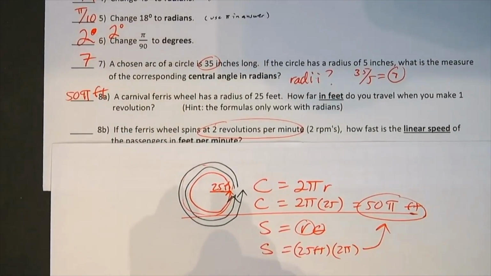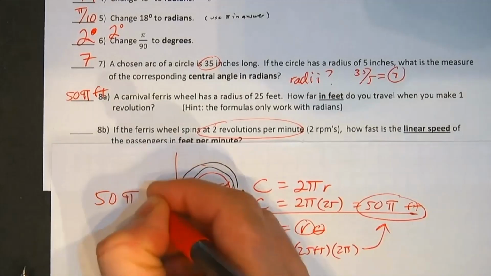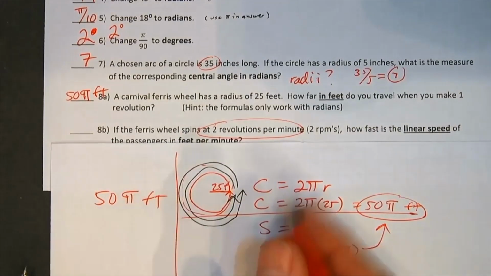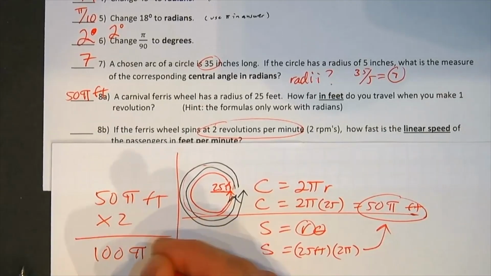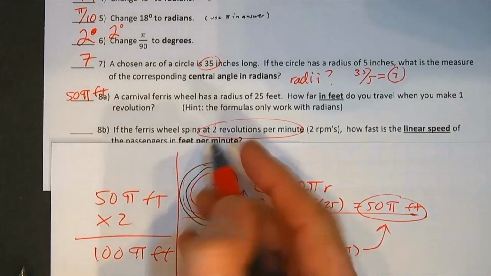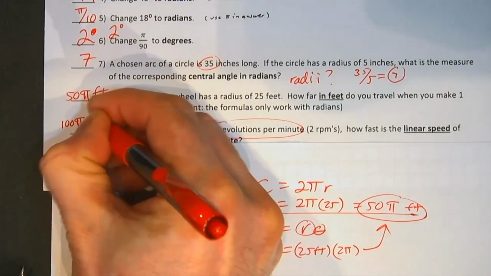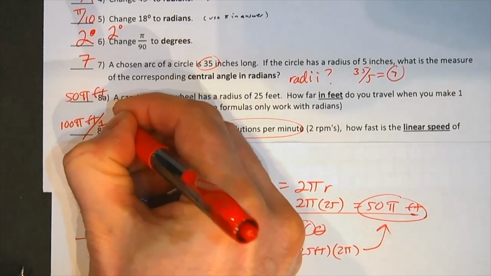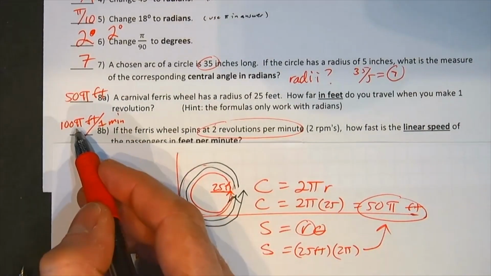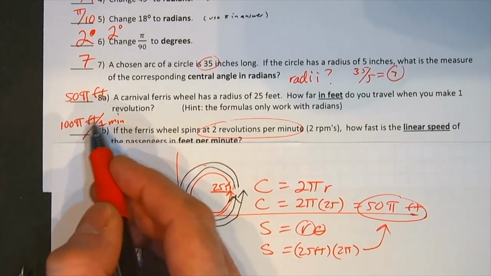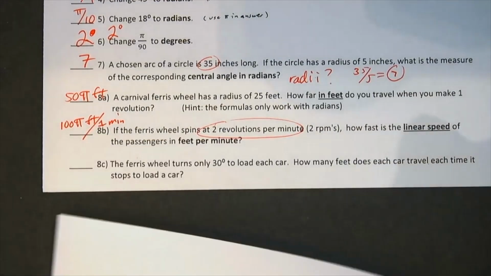Wait a minute, how far did we go? We said going all the way around was 50 times pi feet, and you went around twice. So that must be 100 times pi feet. And how long did it take you? A minute. So you went 100 times pi feet in 1 minute. That's your speed. If you want to change this to like 100 times 3.14, like 314 feet in a minute, you could.